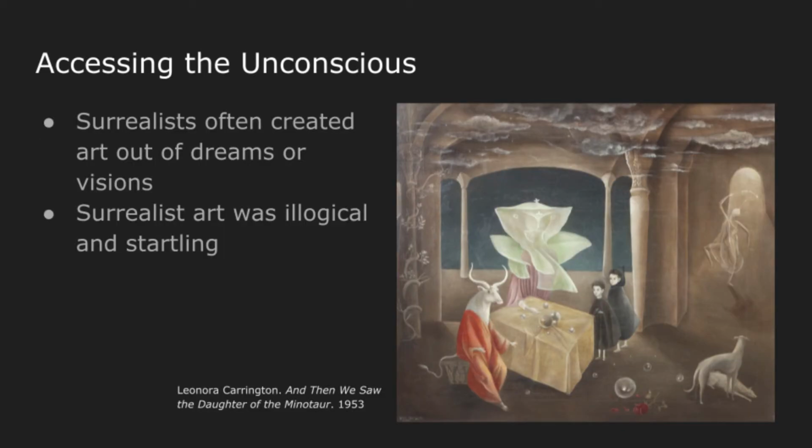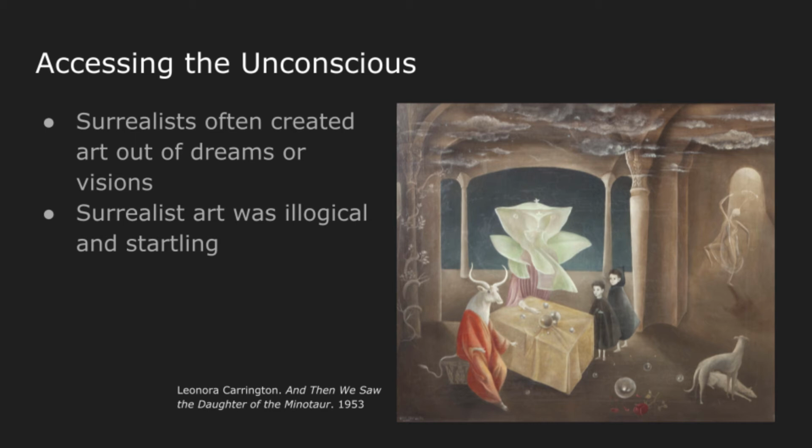Now, to access the unconscious, surrealists would use a variety of techniques. One of the most well-known is to create art out of their dreams or visions that they had. Sometimes they would even try to hypnotize each other, trying to access those ideas in their unconscious mind. Many surrealist pieces of artwork are drawn from this idea of a dreamscape. Here on the screen, I have Leonora Carrington's And Then We Saw the Daughter of the Minotaur. This entire piece looks and feels like a dream. Surrealist art was illogical. It didn't make sense.